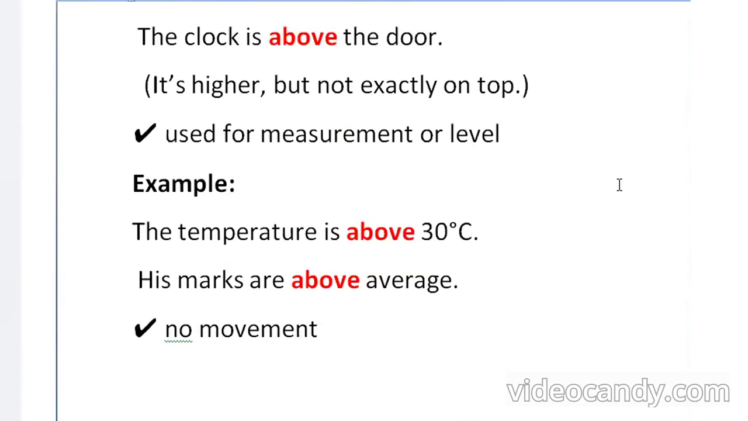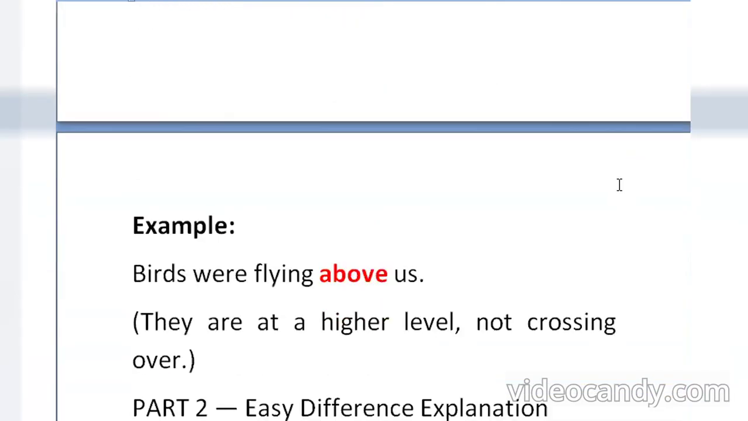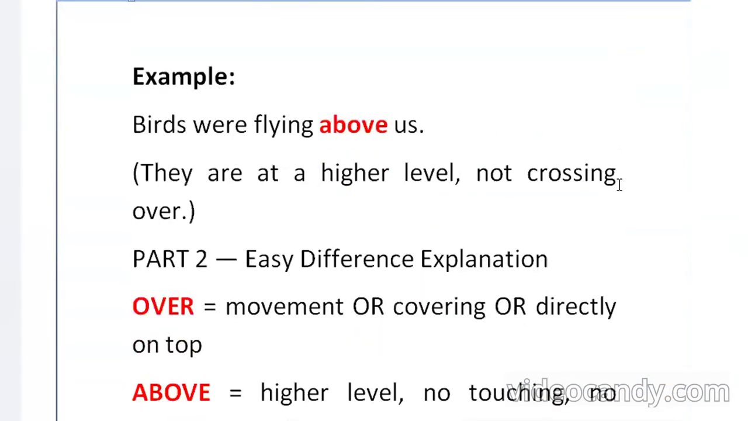Used for measurement or level. Example, the temperature is above 30 degrees Celsius. His marks are above average. No movement. Example, birds are flying above us. They are at a higher level, not crossing over.